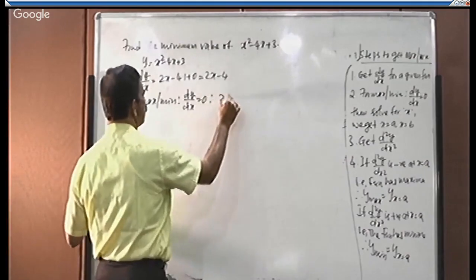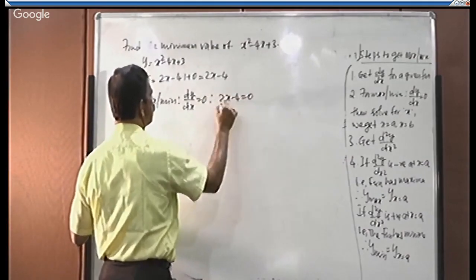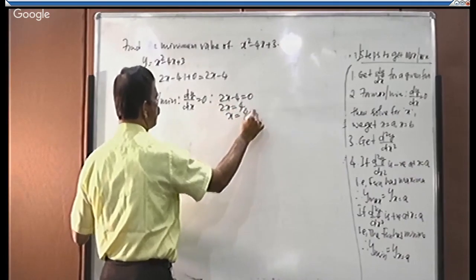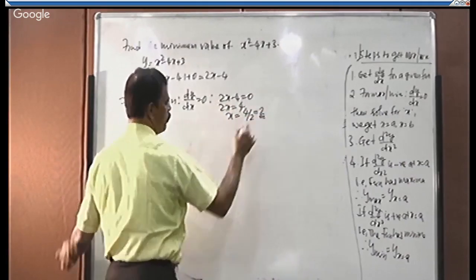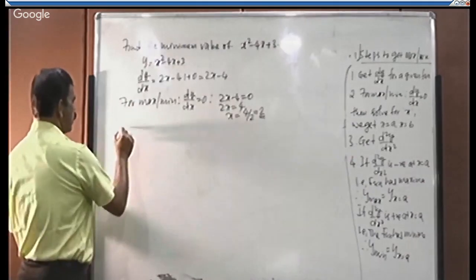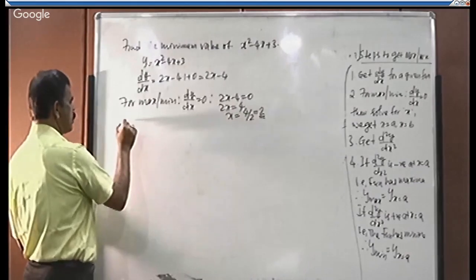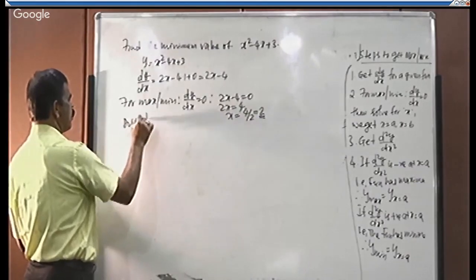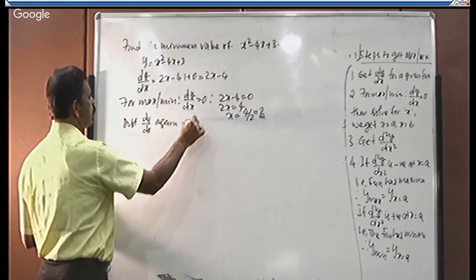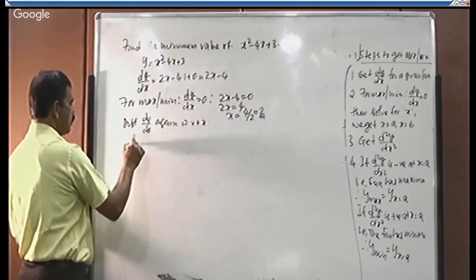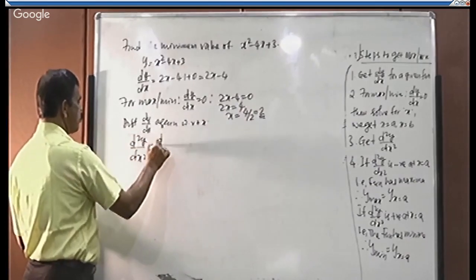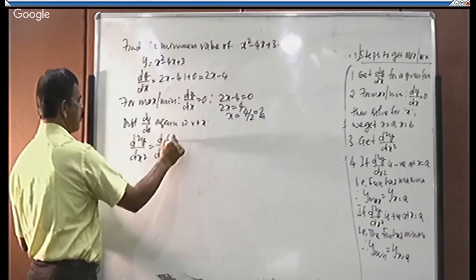That means 2x minus 4 is equal to 0, or 2x is equal to 4, x is equal to 4 by 2, which is 2 only. We got only one x value, right? Next, what is the third step? Differentiate dy by dx again with respect to x. That is d square y by dx square is equal to d by dx of dy by dx.